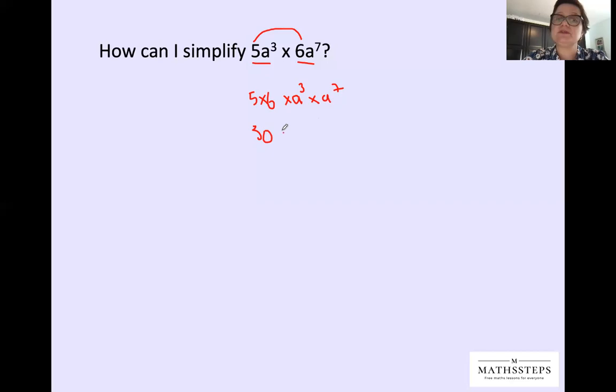So this one becomes 30a to the power of 10. Now, you might say, where did the multiplication go? You can write this as 30 times a to the power of 10, but it is exactly the same thing. So it's neater because this actually means 30 times a to the power of 10. So it's neat to write it as 30a to the power of 10, just like that. But adding a multiplication is not a mistake.